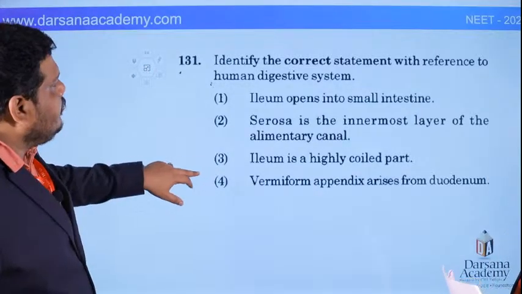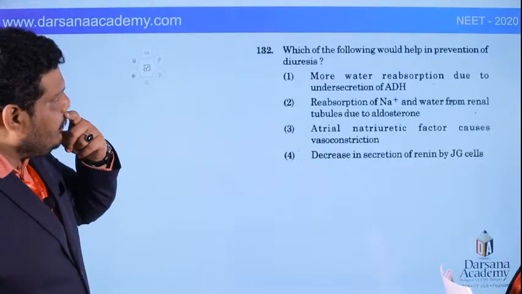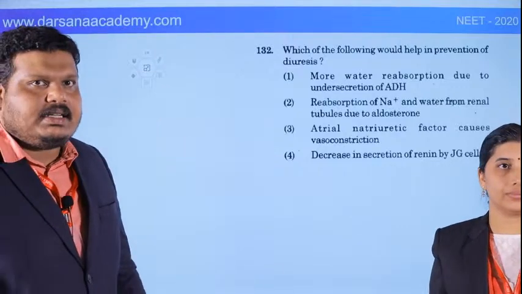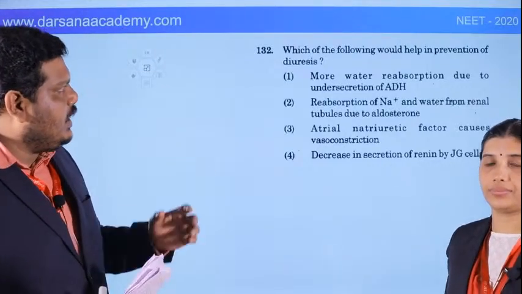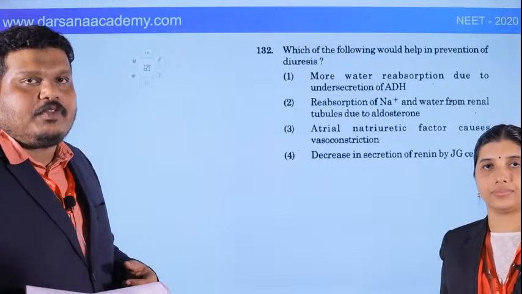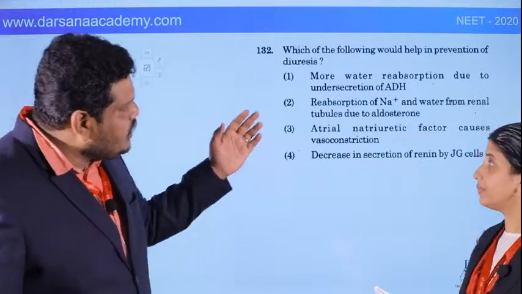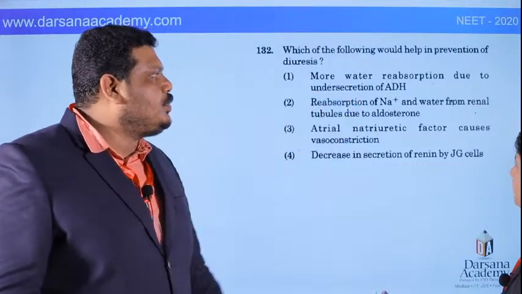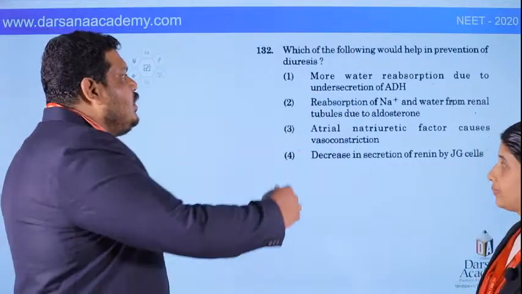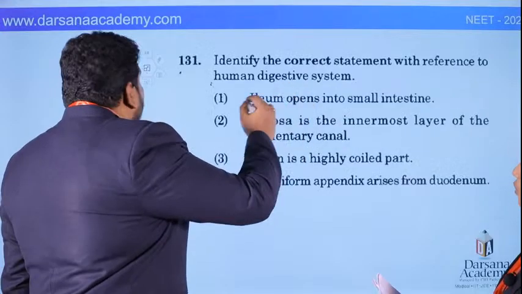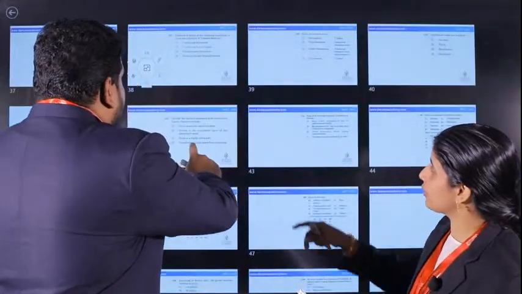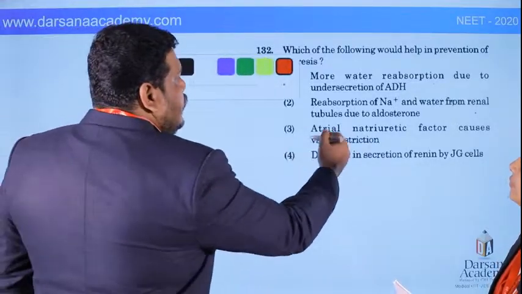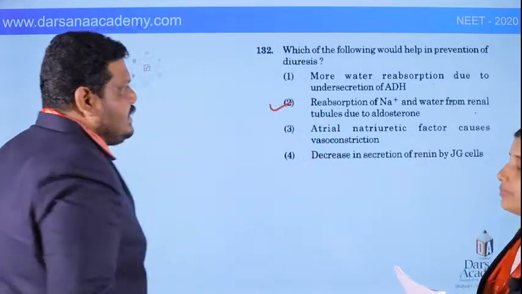Next one: which of the following would help in prevention of diuresis? Antidiuresis means preventing the production of a large amount of water. So the answer should be reabsorption of Na plus and water from the renal tubule by aldosterone. This is the answer for 132. Two is the answer, right? Option number two is the answer.